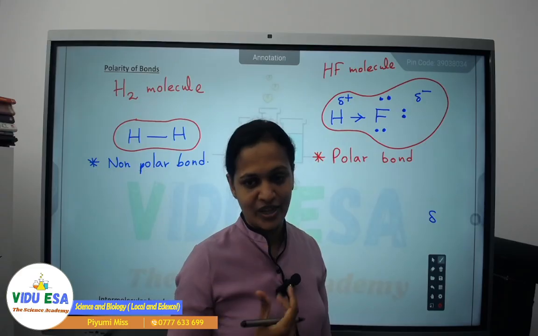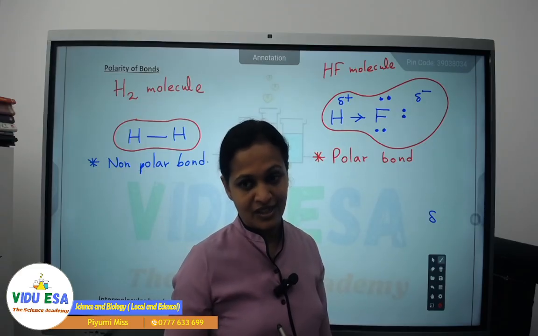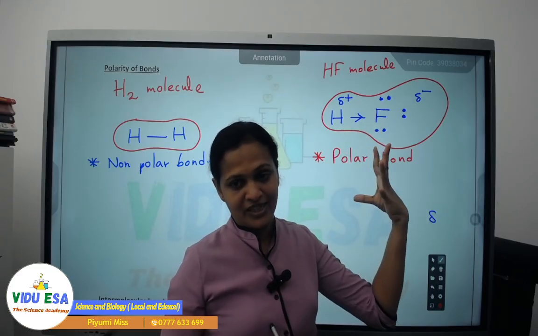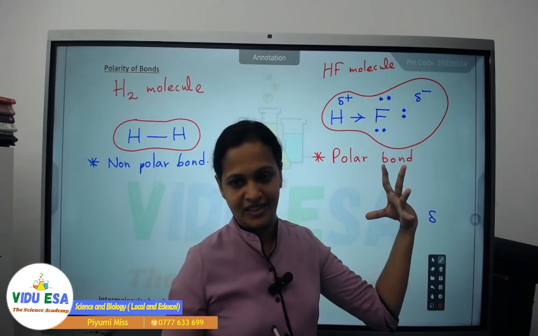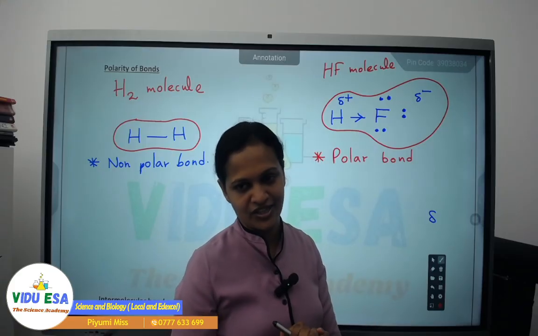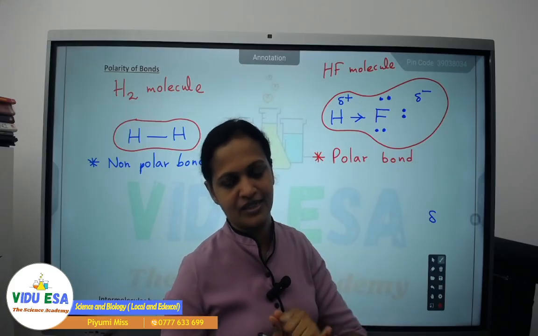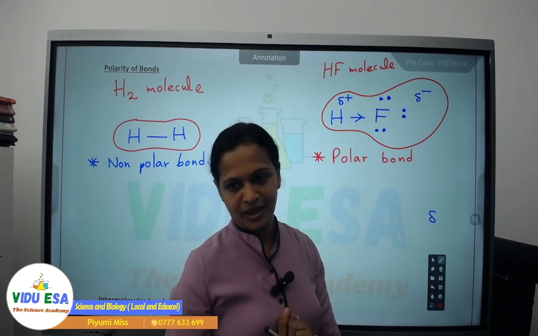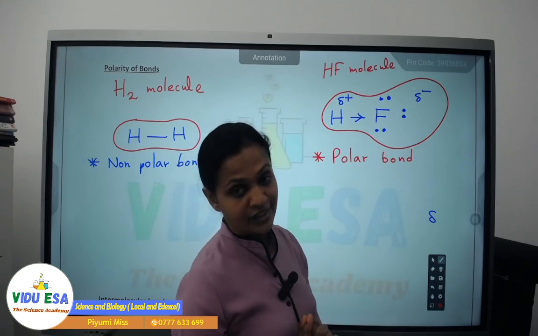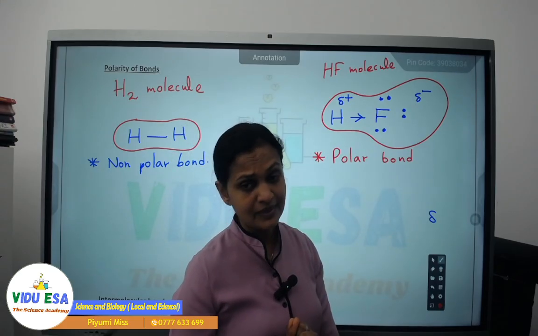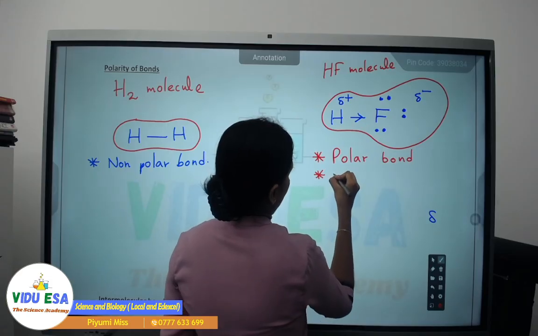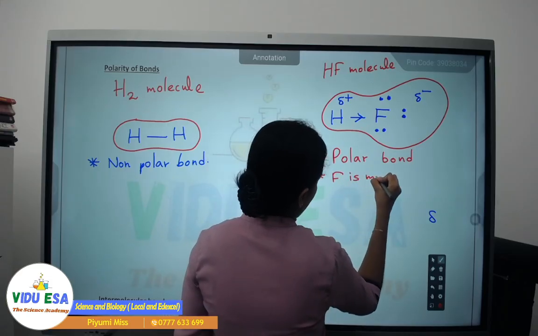No. The HF molecule does not have any charge. But this electron distribution becomes asymmetrical and they get charges internally. As a whole, the overall molecule does not have any charge. Right? This is what we call the polarity of a chemical bond. So this polarity occurs because of the difference in the electronegativity.